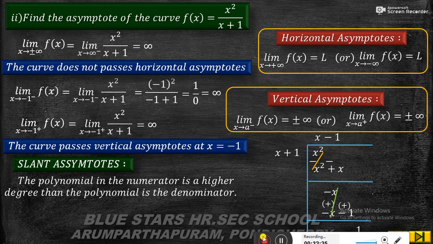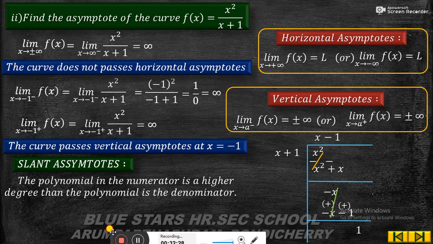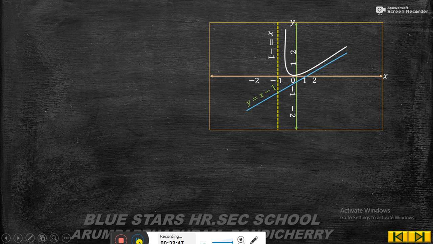So our answer is plus 1, not answer, it is a remainder plus 1, so the quotient is x minus 1. x minus 1 is a slant asymptote, therefore y equal to x minus 1 is a slant asymptote. This is the answer for the slant asymptote. This is the condition for the slant asymptote curve. This is the curve for the slant asymptote, and the curve passes through the slant asymptote. The slant asymptote equation is y equal to x minus 1.